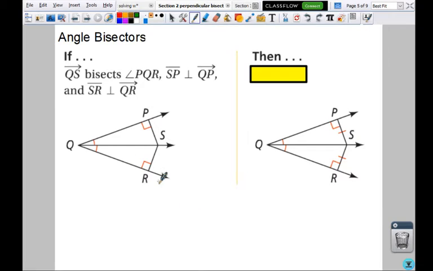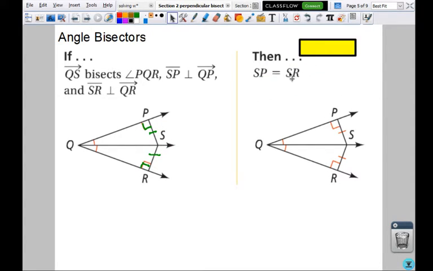If I go from my two end angles and make a 90 degree angle, and go to this angle bisector, I have a 90 degree angle right here and right here. If we meet them at our angle bisector, they will be congruent to each other. So SP and SR are congruent. If we have an angle bisector and 90 degree angles on these outside corners, these little pieces on the inside will equal each other.